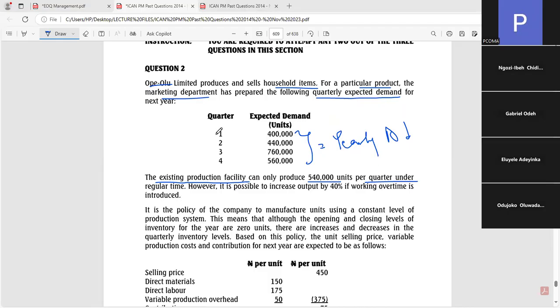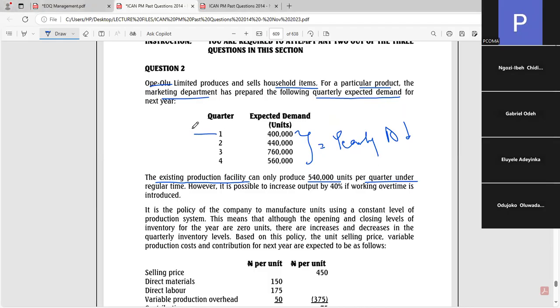It means that in quarter 1, we have enough stock to meet up with demand. Am I making sense? In second quarter, the demand is 440. We still have 540 that we can produce. We have sufficient stock to meet up. But when it comes to third quarter and fourth quarter, there's a problem. So we're going to asterisk those two. In the third quarter, we have 760. In the fourth quarter, we have 560, which is above the production capacity of the plant.